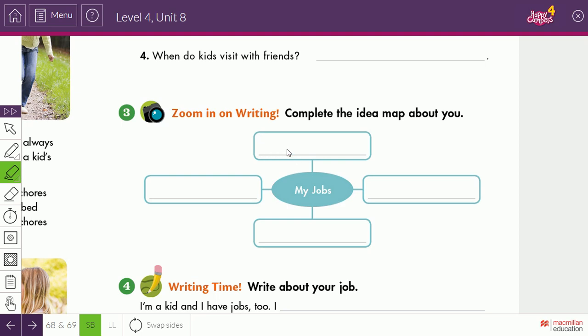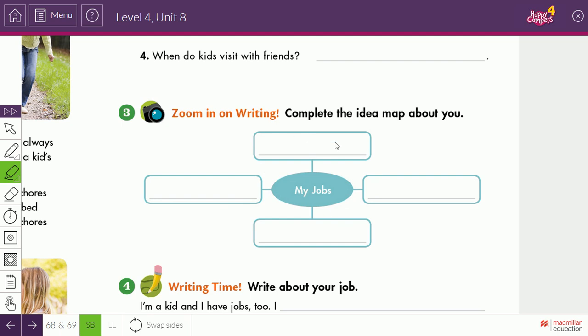For example, Ahmed. Study. This is my first job. Then visit with friends. This is another job. Exercise. This is another job. These are activities. Do chores. Let's repeat. Study. Visit with friends. Do chores. And make the bed. So, these are the activities, or Ahmed's jobs.